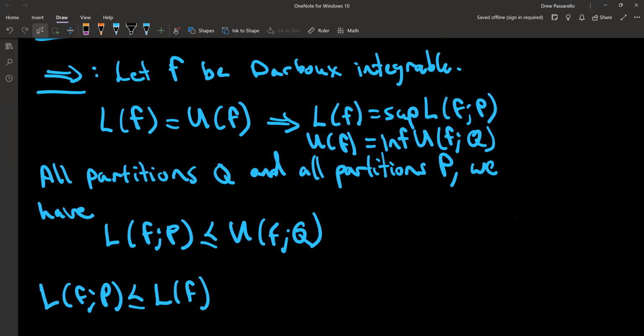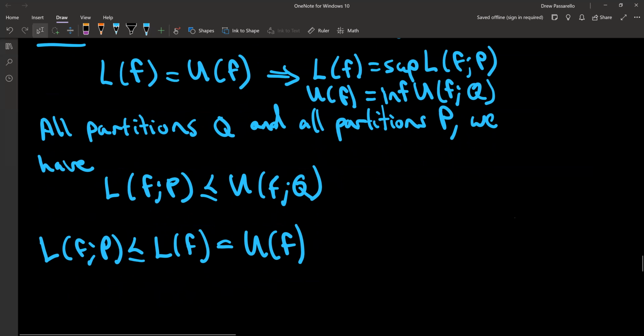Okay, so the lower sums of P are less than or equal to L of f, and we're assuming that's equal to U of f, since we're assuming Darboux integrable, and U of f is going to be less than or equal to the upper sums for all partitions Q. And just stating what we know.